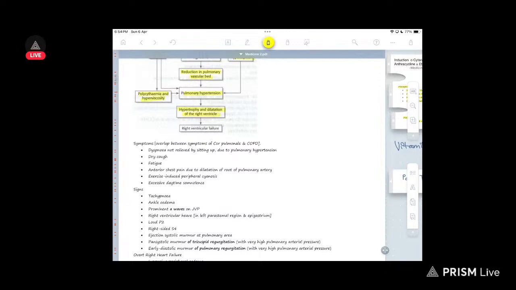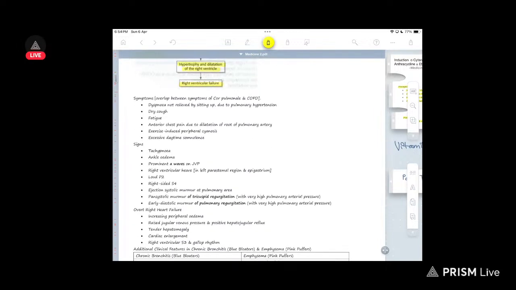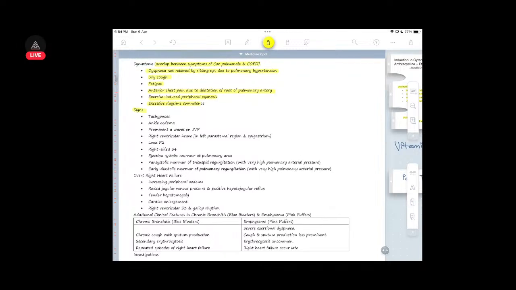It will be there in the right ventricle only. Right ventricular failure will eventually lead to cor pulmonale symptoms. There is an overlap of symptoms between cor pulmonale and COPD, but dyspnea not controlled by sitting up due to pulmonary hypertension. Dry cough will be there, fatigue will be there, anterior chest pain due to dilatation of the root of pulmonary artery. Also peripheral cyanosis and daytime somnolence, similar to hepatic toxicity, encephalopathy.